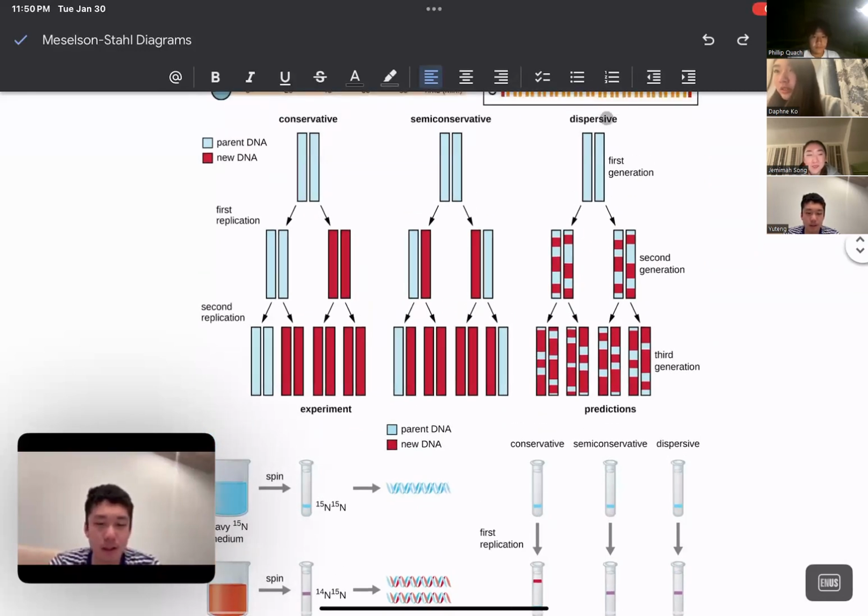Okay, and if the dispersive results were true, the first generation N15 should separate and kind of mix with the N14 DNA, and it will form the pattern shown in this diagram in generation 2. And if you continue this logic, the hybrid mix of N15 and N14 from this generation will rearrange again with the pure N14 DNA from the medium to produce more mixes of the N15 and N14 in the third generation.